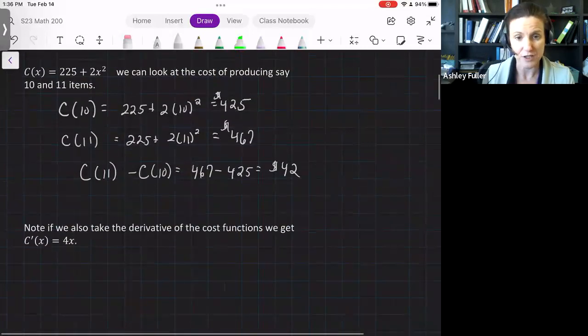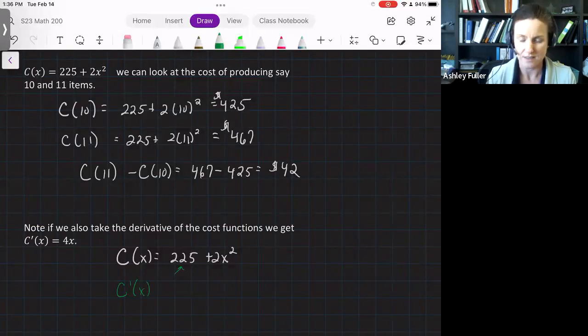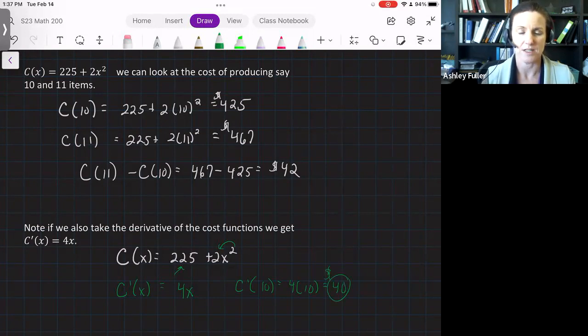Notice that if we take the first derivative of that cost function, remember the cost function is 225 plus 2x squared. When we look back at our rules for calculating first derivative, that's C prime of X. This is going to be 0 since it's a constant. We'll bring the 2 out front and we get a value of 4x is our first derivative. And so that C prime, when we calculate it for 10, is going to be 4 times 10 or 40, which is very close to the approximation that we had when we calculated the change in cost over one item when we did it up here.